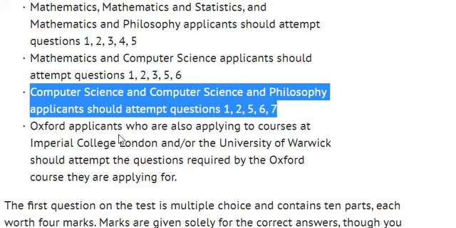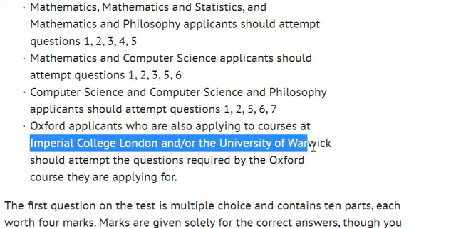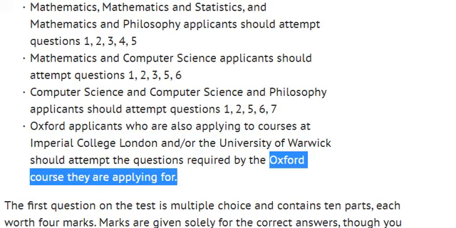If you are looking for admission in computer science and philosophy, applicants should attempt questions 1, 2, 5, 6, and 7. Oxford applicants who are also applying for courses like Imperial College London and the University of Warwick should attempt the questions required by the Oxford courses they are applying for.